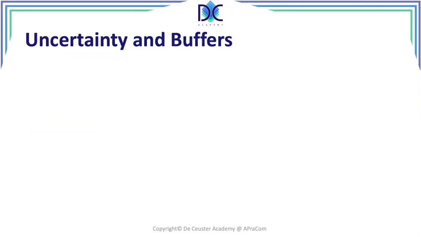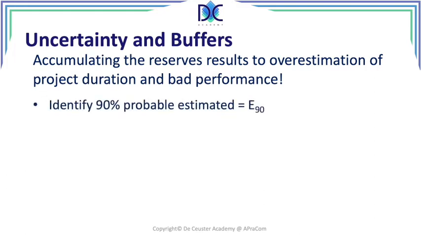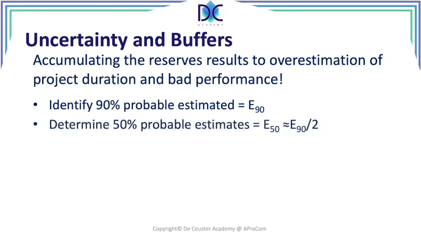What's the principle? We have uncertainty and buffers, and we accumulate the reserves that would result in overestimation of the project duration and bad performance. So what we have to do is identify the 90% probable estimated value, which I call E90, or expected duration at 90%. We have different ways to identify that. We looked at PERT and 3-point. Then we looked at the 50% probable estimates. We can say in a simplification that it's half of the 90% estimates.